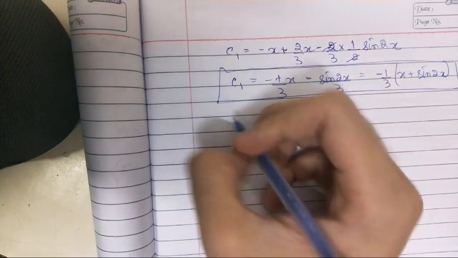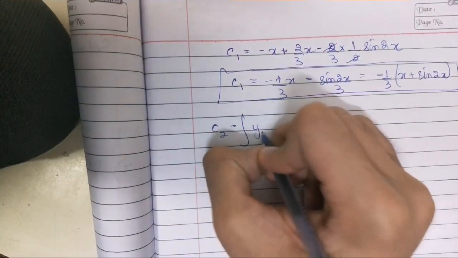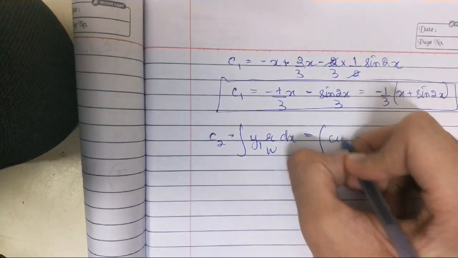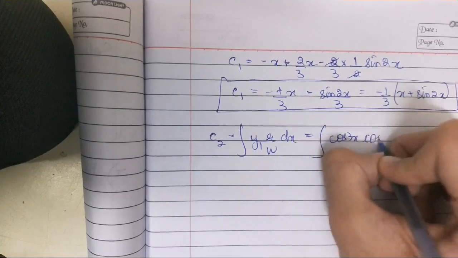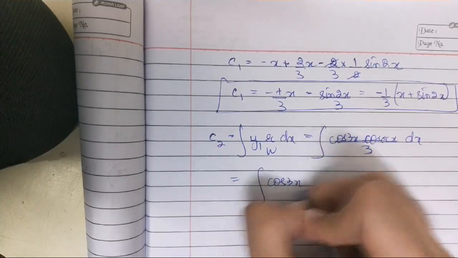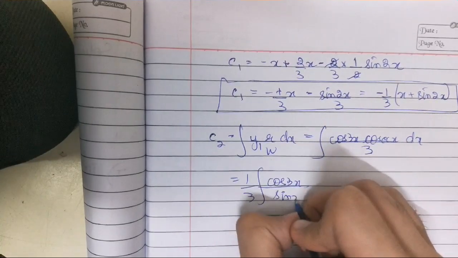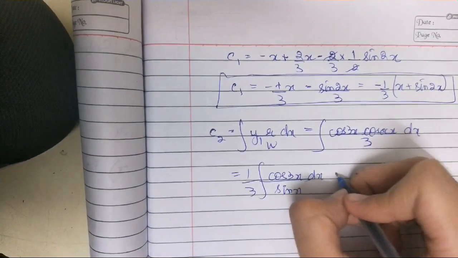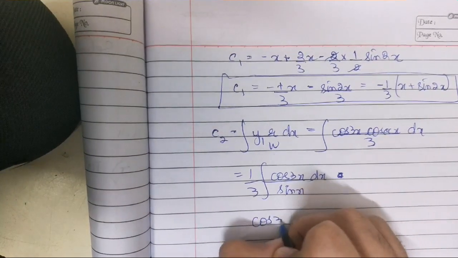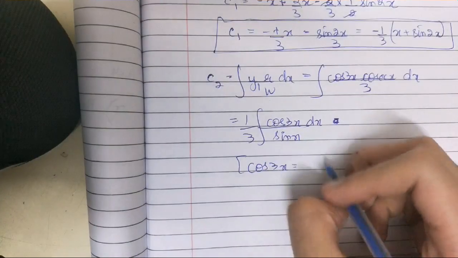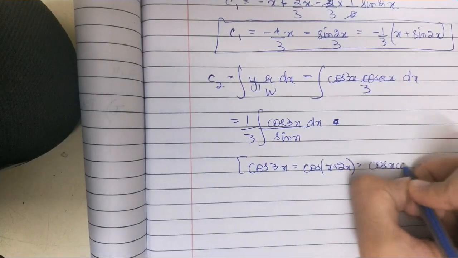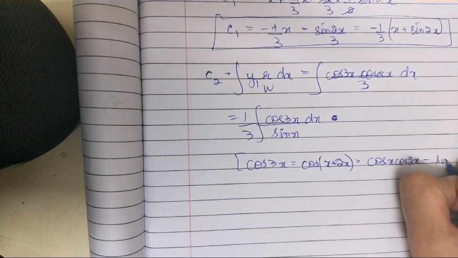Let's get to finding C2. C2 is given by the formula integral of y1 R by W dx. This yields us cos 3x cosec x divided by 3 dx. This can be written as integral cos 3x divided by sin x, and we have 3 outside. Right, now I'm going to use the identity that cos 3x can be written as cos of (x plus 2x), and that can be written in the form cos a cos b minus sin a sin b.